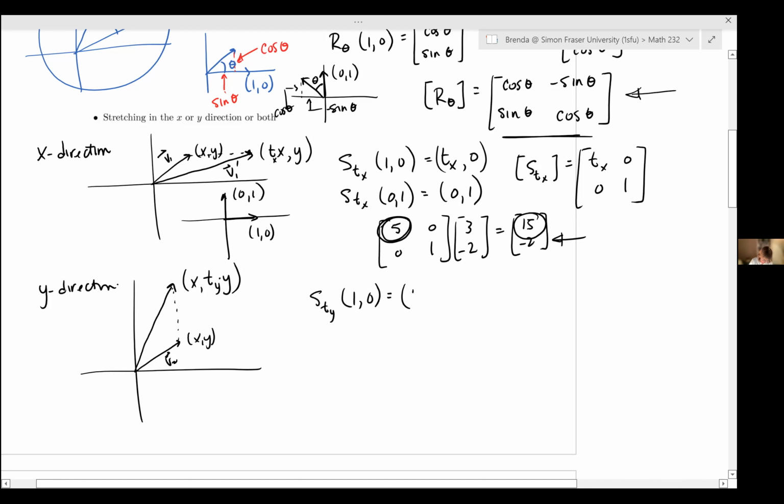Doesn't do anything to the X component. It stretches the Y component. That's what it does. Okay, so now I can quickly write out the matrix.